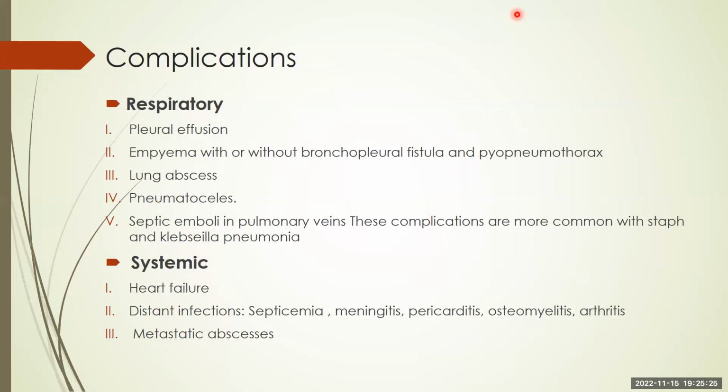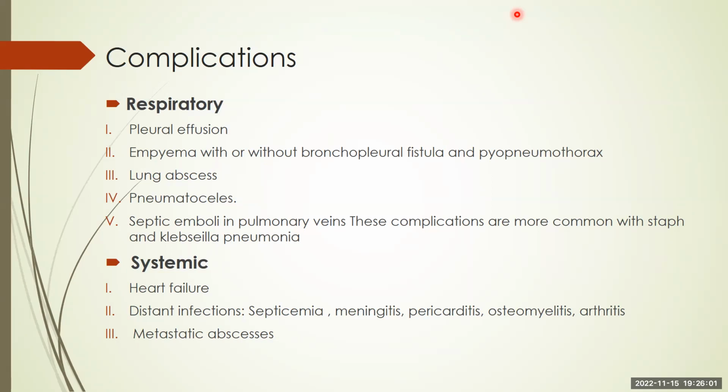Okay, so for the complications of pneumonia, they can be either respiratory complications or systemic complications. The respiratory complications include pleural effusion, empyema with or without bronchopleural fistula, and pneumothorax. There can also be lung abscess, pneumatoceles, and septic emboli in pulmonary veins, and these are usually common in Staphylococcus aureus and Klebsiella pneumonia infections.